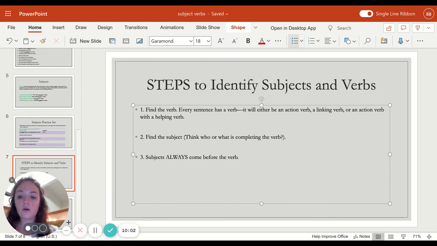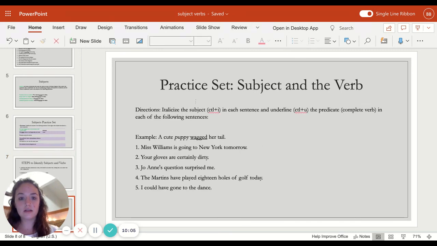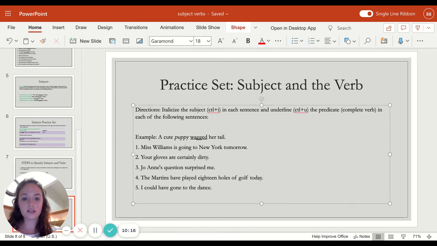All right, so our last practice set on here, subject and verb. So you're going to italicize the subject. You can just click the word. You don't even have to highlight it, and then hold Control-I to italicize, and then to underline, you hold Control-U. You'll be underlining the predicate or the complete verb in each of the following sentences. So my example, a cute puppy wagged her tail. Wagged is our verb, right? You can wag. Who wagged? Puppy, right?